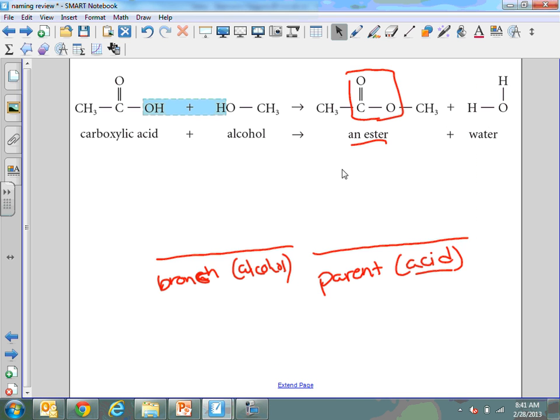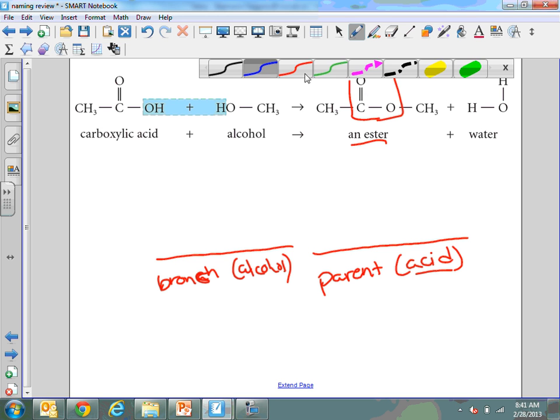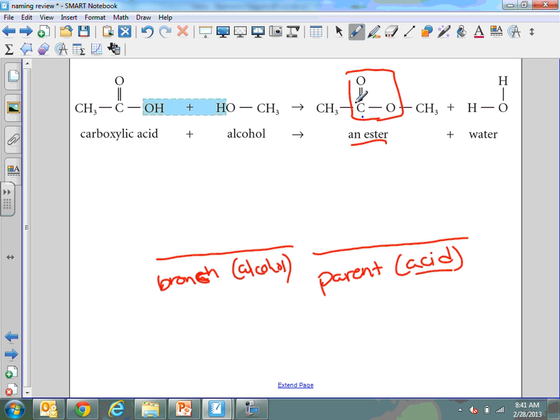So for this example, to count for the acid, we start with the double bonded carbon. So I start here, and then I count the next carbon in line. So there's 1, 2. So there's only 2 carbons. So this would have been ethanoic acid. We change the ending to ethanoate. The branch coming off of it, we look at the other oxygen, the one that's single bonded, and then we count the rest of the carbons. So in this case, there's only 1. So this would be methyl ethanoate.